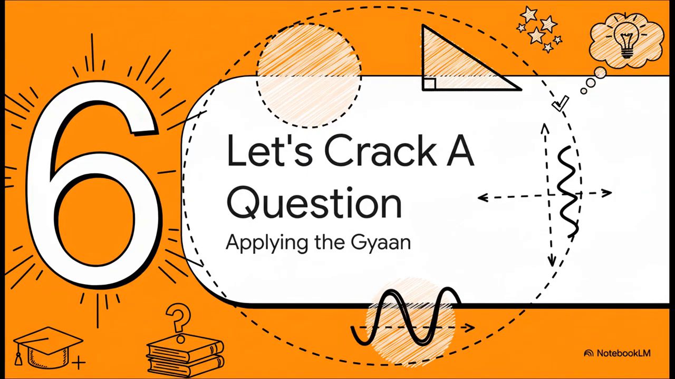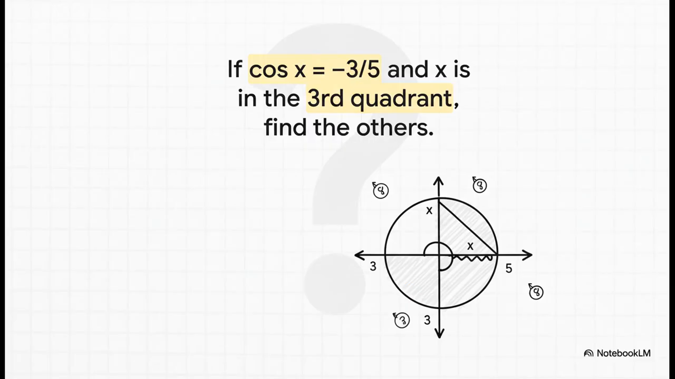Enough theory. The real confidence comes from solving questions, am I right? So let's apply all this gyan to crack a typical exam question. We'll do it together, step by step. Here is our question, straight from your textbooks, example 6. We are given the value of cos x, and very importantly, the quadrant. The quadrant is the key. So where do we even start?